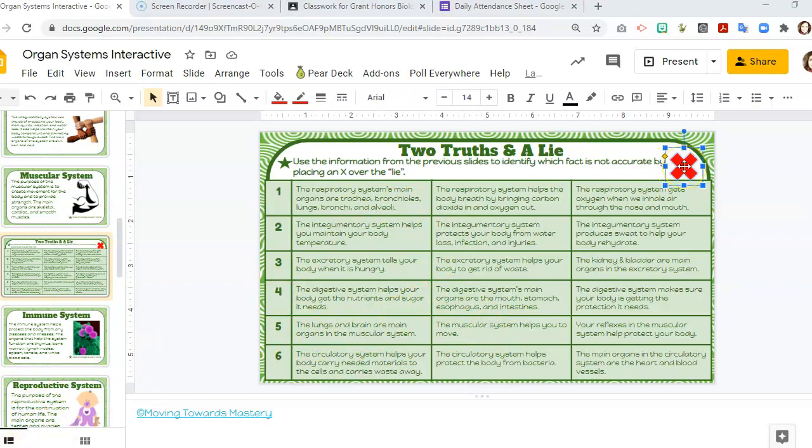So over here is a series of X's. Just remember there are 2 truths in a row. So 2 of them are true. One of them is false. So you will place the X over the false one for each of those rows. You have to do this 6 times. So that is for slide 10.